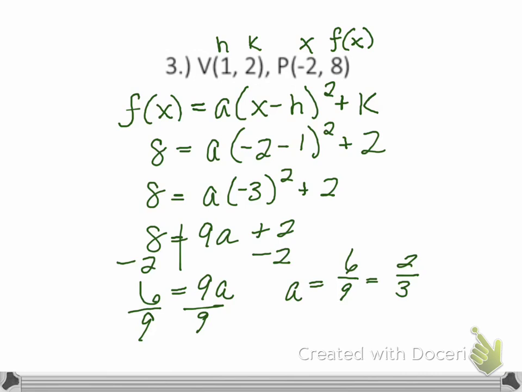And so my final answer would be f of x is equal to 2/3 times x minus 1 squared plus 2.